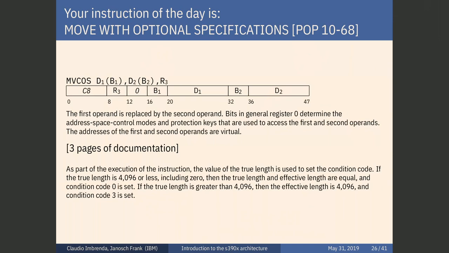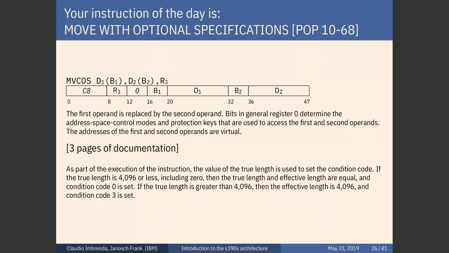In the Linux kernel, there's a function called copy to user. In other architectures, they do things. In our architecture, it does exactly this instruction. So what happens is that the first operand is replaced by the second operand. This is basically a move operation. And the bits in the general register 0 determine the address space control modes and protection keys that are used to access the first and second operands. So you can say, yes, move from here, from this address space, to that other address space.